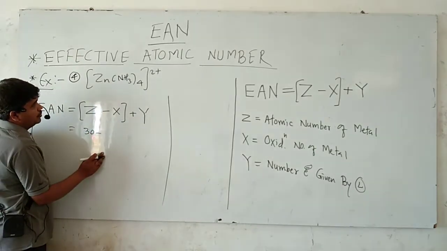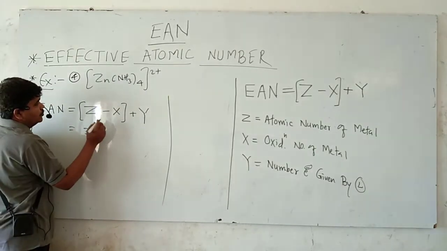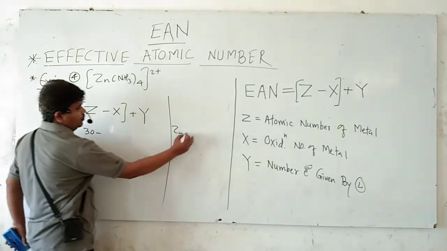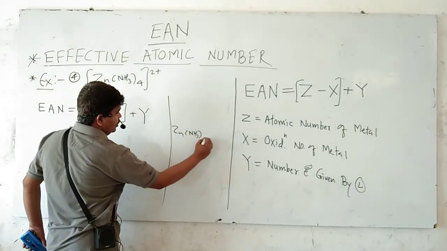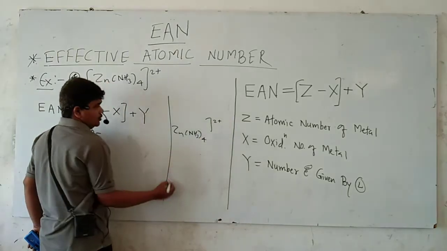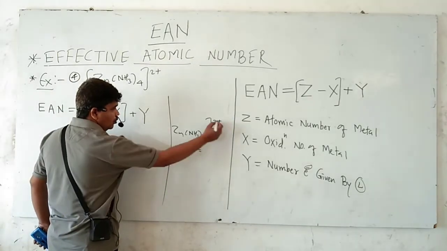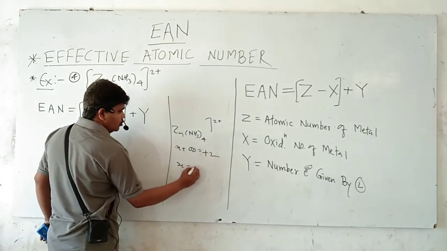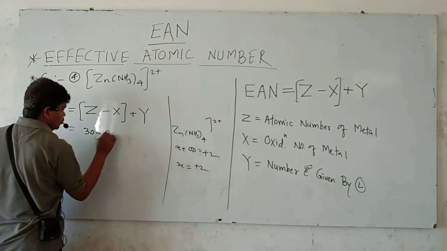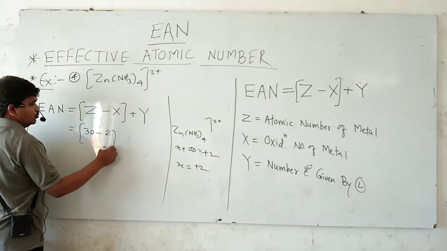X is oxidation number. What is oxidation number here? [Zn(NH3)4]2+. So X plus NH3 is a neutral ligand, so 0, and the complex has 2 plus charge. So X is equal to plus 2.